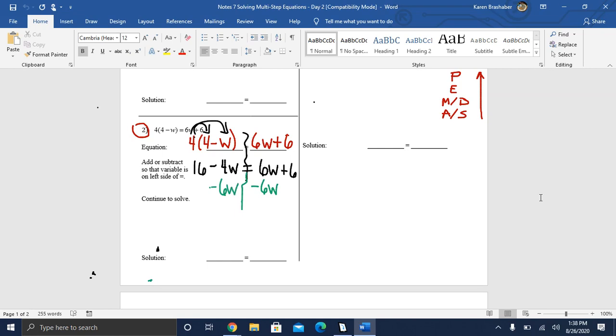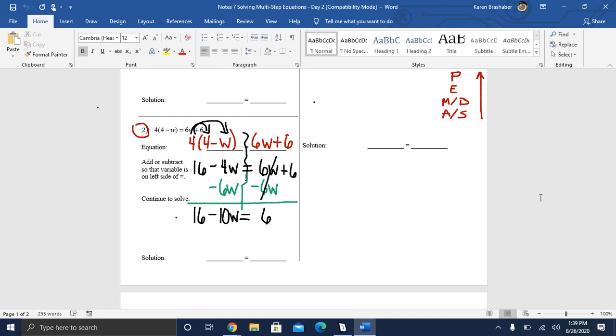So minus 6w on the other side. And so I'll do the combining of terms, and 16 will be brought down. I have negative 4w and negative 6w. Two negatives, you add, you keep the sign, or use a calculator if you need. Negative 10w equals, and then 6w minus 6w, that's canceled out. We still have 6. We can continue to solve this one much like we did with your previous day's work.